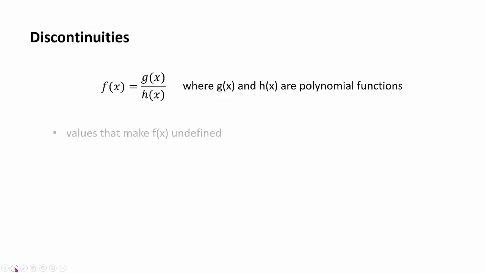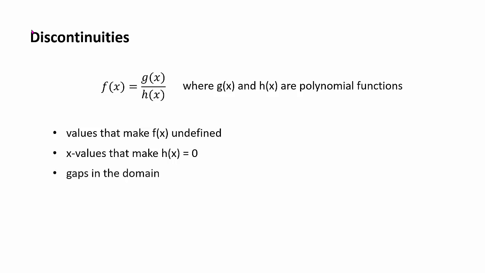So a discontinuity happens when there are values that make this function undefined. Well, how do you make a function like f of x undefined? Well, that's where you draw your attention to the denominator. So really, it's the x values that are making h of x equal 0 that make the function f of x undefined. And when we have those x values, we realize that that causes gaps in the domain and gaps on the graph.